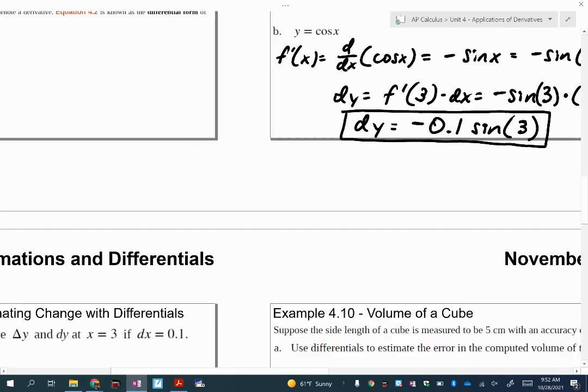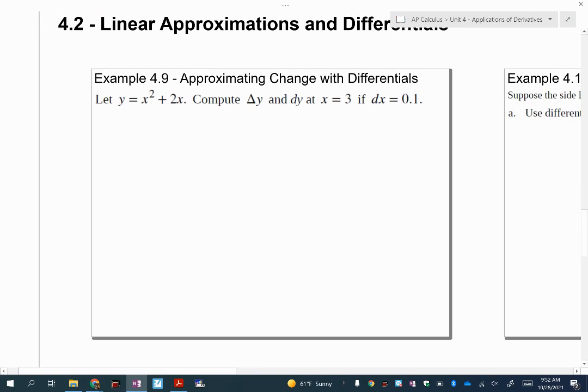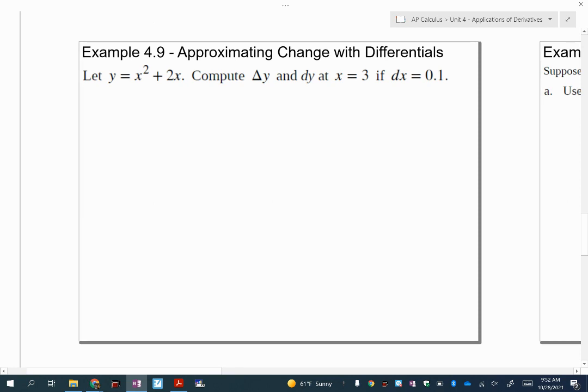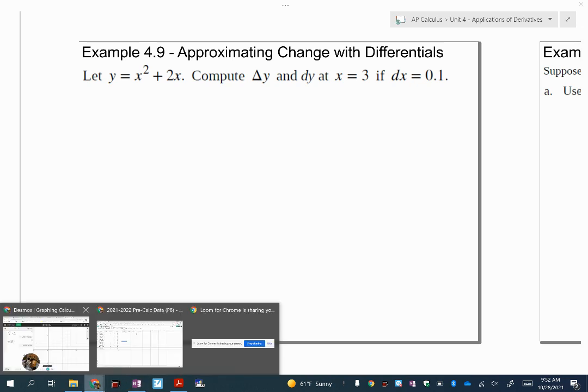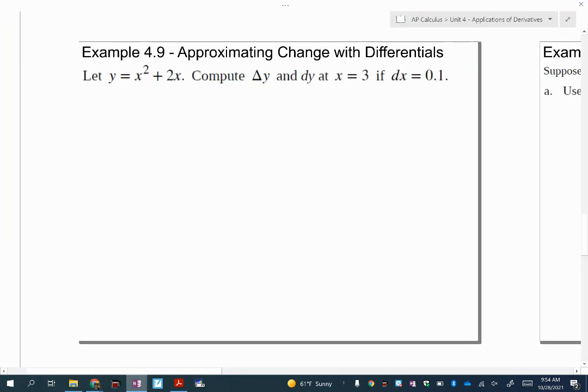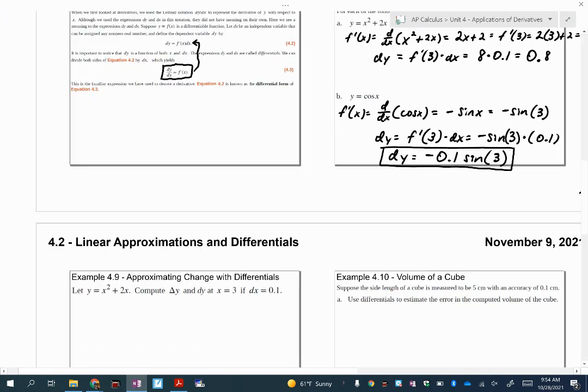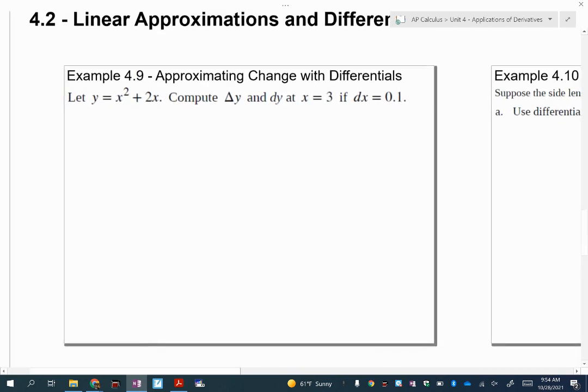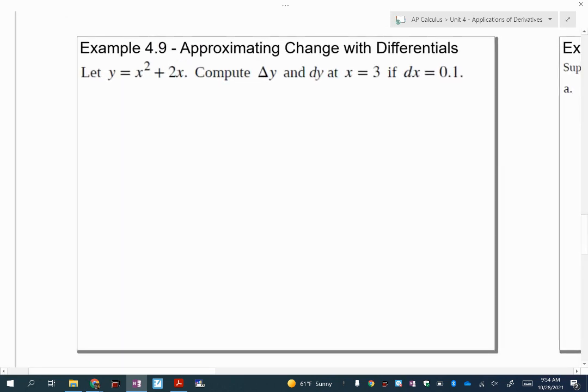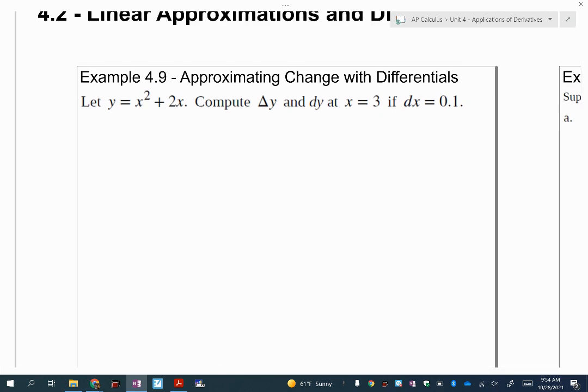All right, let's keep going. Let's try computing the change in y and dy at x equals 3 if dx is equal to 0.1. This is a great problem that continues what we just did for part A. It wants us to compute the change in y, which is the actual change in y, so I'm going to label this as the actual change. And then dy is the approximate change, the one that we just did earlier.